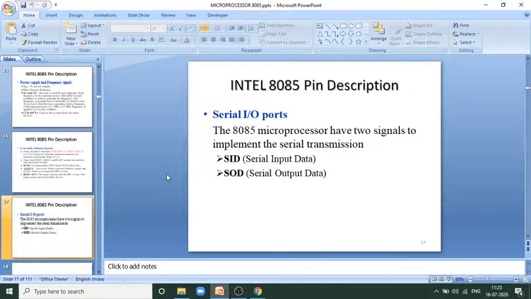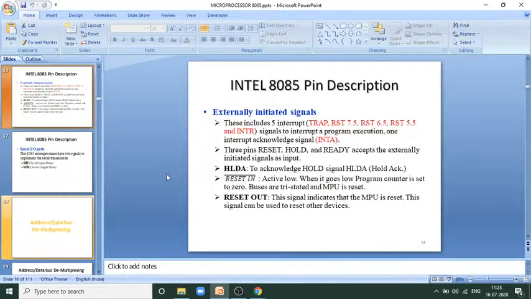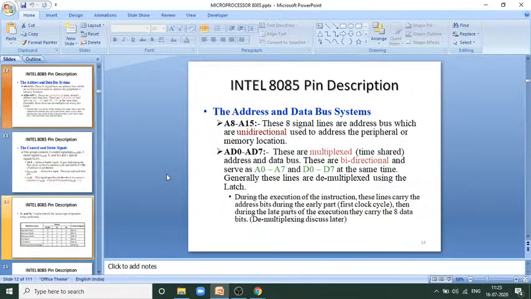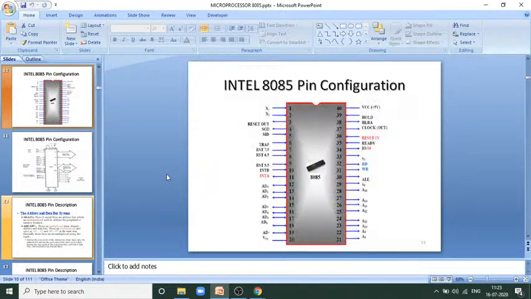Whenever the microprocessor generates a result and the result is temporarily or primarily stored in the memory, it uses SOD, the serial output data pin, and it transfers the data to some output device such as a monitor or display device. Then it uses the SOD pin. Okay, this is basically all the pins related to the microprocessor. We have now observed the pin description of the Intel 8085 microprocessor.